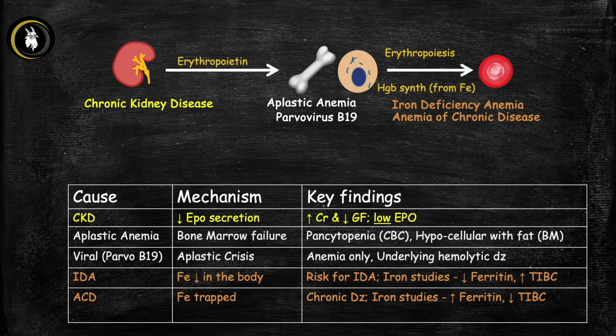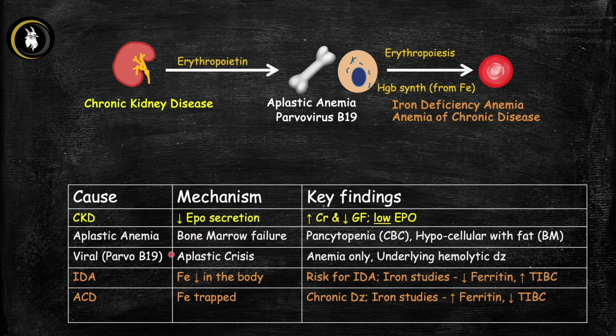Okay, we learned a lot in this video, so let's finish up by recapping the main points about the causes of underproduction anemia. Chronic kidney disease affects the kidneys, aplastic anemia and parvovirus affect the bone marrow, and then iron deficiency anemia and anemia of chronic disease affect hemoglobin synthesis because of lack of iron. So in chronic kidney disease, because the problem is the kidney, we have decreased erythropoietin secretion. So our key findings are going to be abnormal kidney function tests and low serum EPO levels.